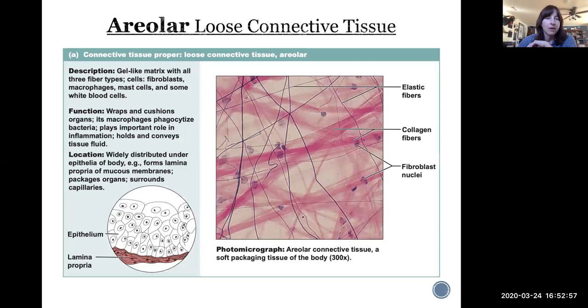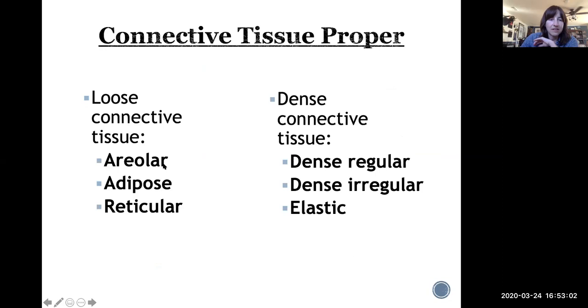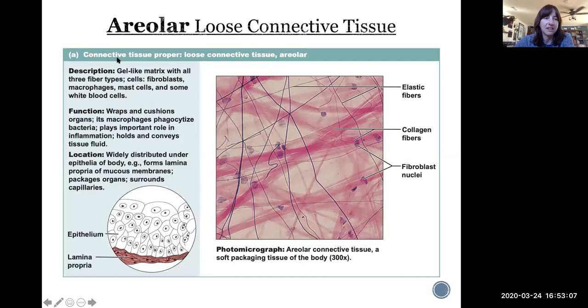Okay, the first tissue type is a loose connective tissue. It is areolar. Areolar loose connective tissue. It is a type of connective tissue proper. So this is like actual connective tissue connecting other tissue types together. The ground substance is gel-like. Okay, so the extracellular matrix that everything's floating around in is sort of a gel. It has all three of the different fiber types. So there is collagen, elastic, and reticular fibers in here.